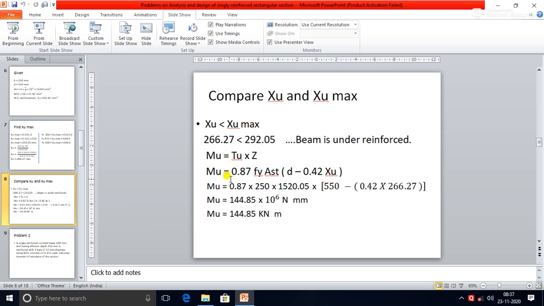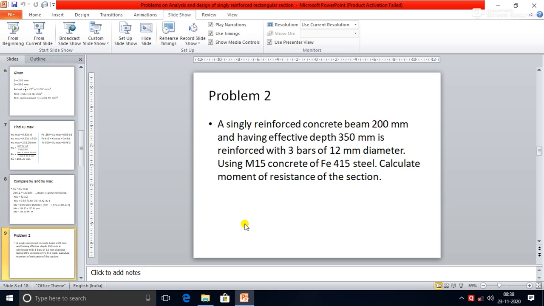This ultimate tension is given by 0.87 Fy AST. So put Tu as 0.87 Fy AST; Z is the lever arm and is given by D minus 0.42 XU. So Mu is equal to 144.85 kilonewton meter.